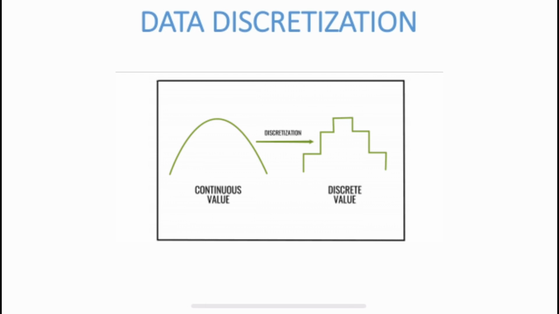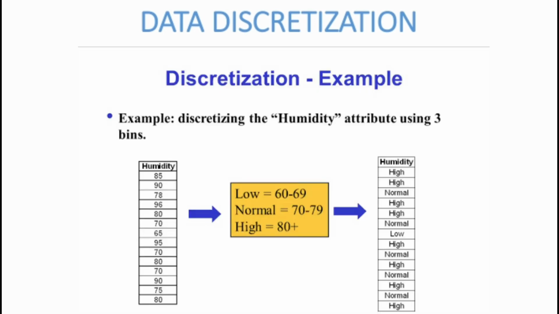Let me explain further by taking an example. In this example, you can see they are discretizing the humidity attribute into three bins. These three bins are low, normal, and high. Values that lie between 60 to 69 are assigned to low, the values that lie between 70 to 79 are assigned to normal, and values of 80 or above are assigned to high. This is how we do discretization. Many attribute values are taken into a few bins. This is how discretization works.